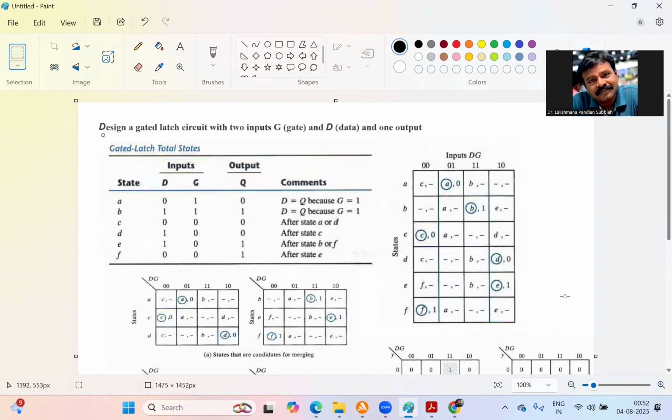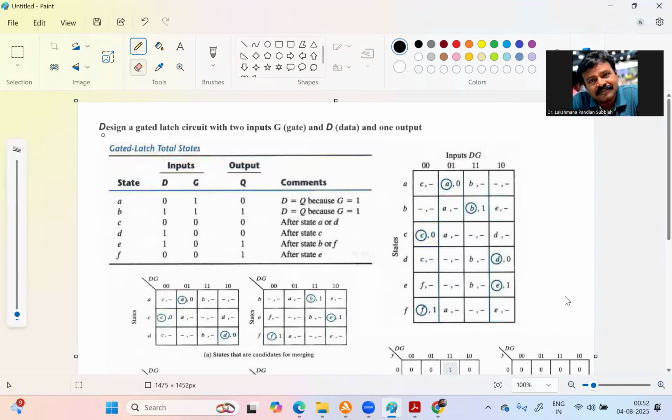Good morning, students. In this lecture, we are going to design a gated latch circuit with the two inputs G and D and one output. Now consider the gated latch. The latch is such that if you apply the gate, only then does it allow the data, whatever the data is, as the output.